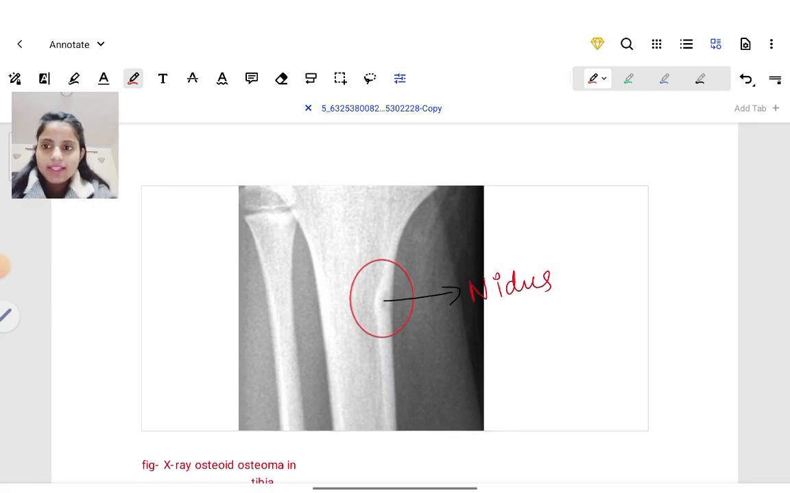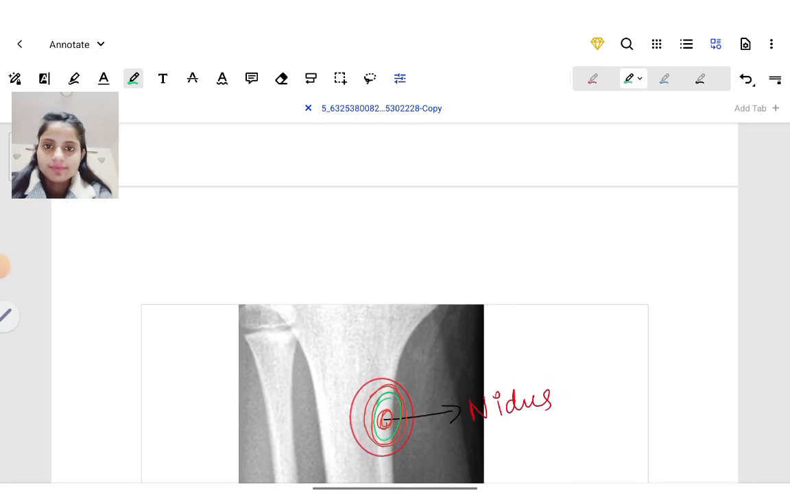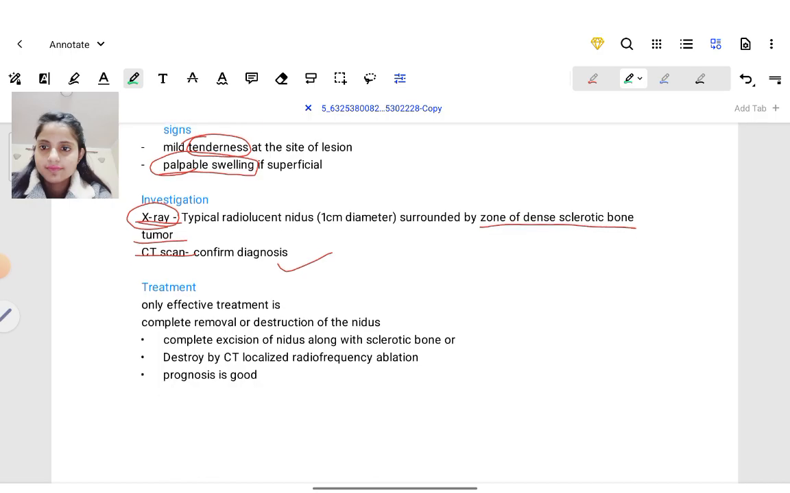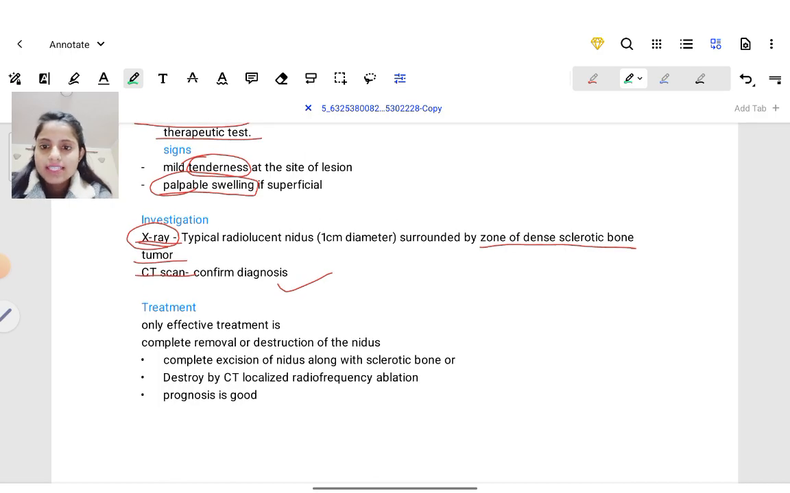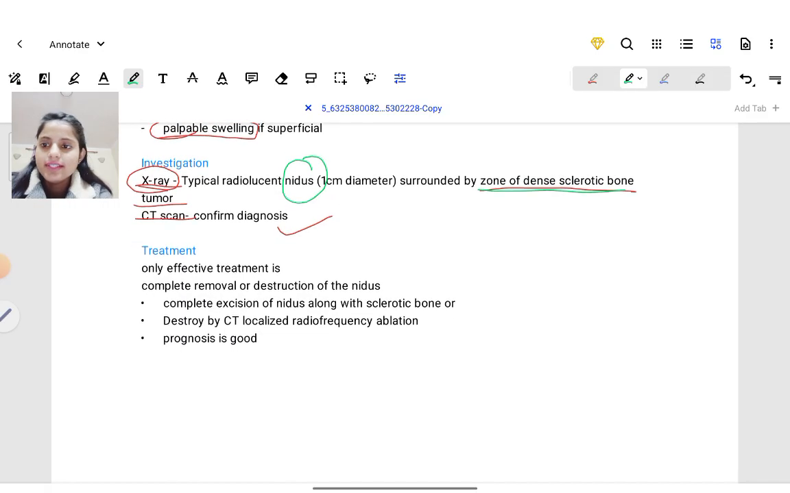This is the X-ray of the osteoid osteoma in the tibia. Here we can see the nidus, which is surrounded by the dense sclerotic bone. So in X-ray we see this nidus, which is surrounded by the zone of dense sclerotic bone.